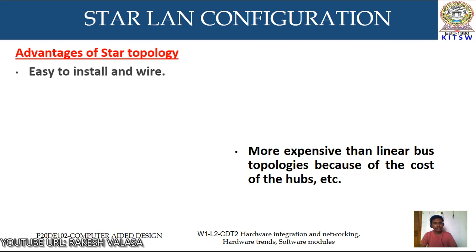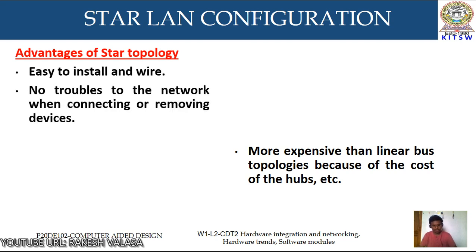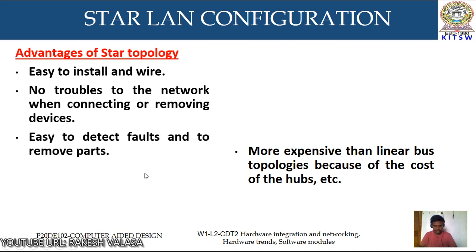Easy to install and wire. The second one is no trouble to the network when connecting or removing devices. The third one is easy to detect faults and to remove parts. It is very reliable. If one cable or device fails, then all the others will still work, because in the star LAN configuration, each and every workstation is directly connected to the hub. So if one workstation fails, all the remaining ones are in working condition.